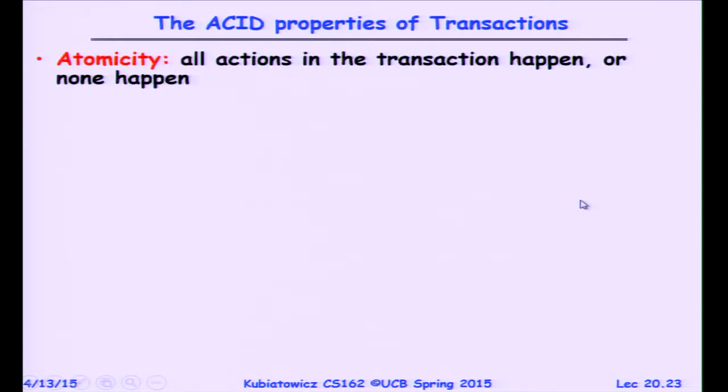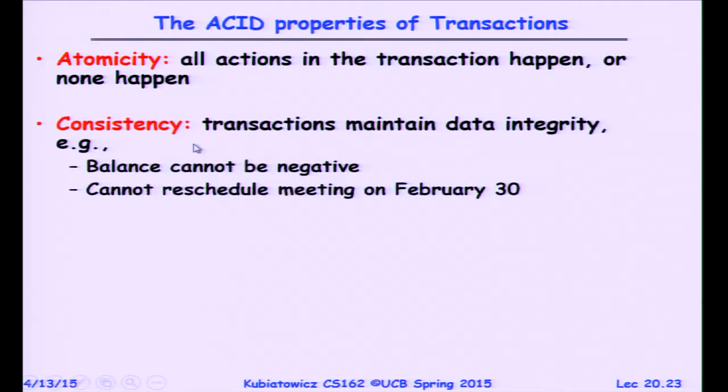All right. So, of course, then there are the ACID properties. Atomicity is that all actions happen or they don't. Consistency is that transactions maintain the data integrity. For instance, the balance can't be negative. You can't reschedule a meeting to be February 30th, etc.